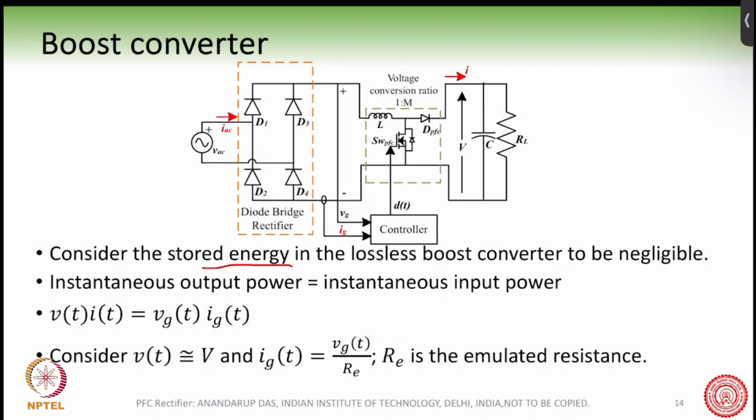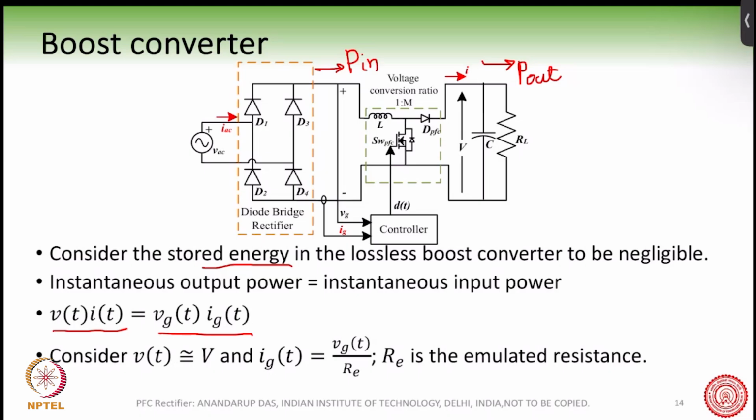So the instantaneous input power in that case will be equal to the instantaneous output power. Okay, instant input and output power. So you see here we have this as the instantaneous input power coming, and this is the output power which is going. Therefore the instantaneous output power is Vt into It, and the input power is Vg into Igt.